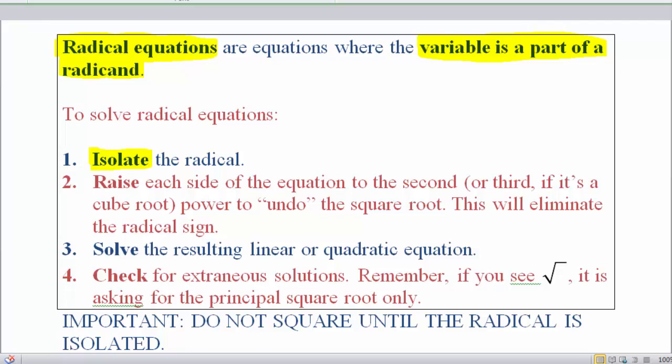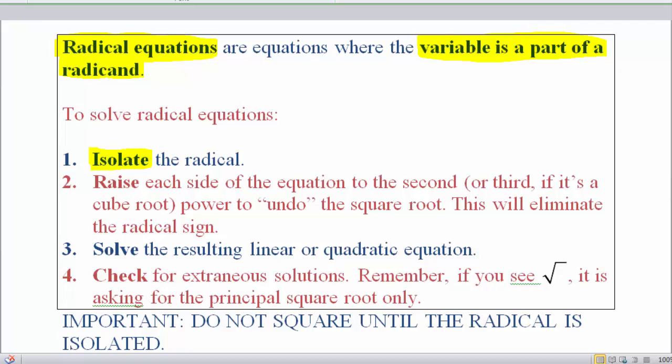After you isolate the radical, what you have to do is raise each side of the equation to a power, right? That undoes the root. So if it's a square root, you're going to raise each side of the equation to the second power, because squaring will undo square rooting. If it's a cube root, you're going to cube each side of the equation, because cubing would undo cube rooting, and so on and so forth.